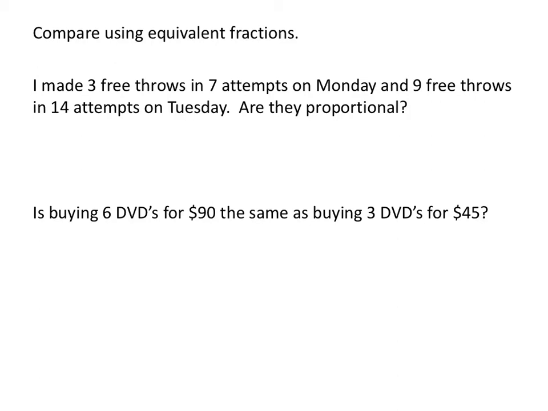The last way we're going to look at is using equivalent fractions. So if I made 3 free throws and 7 attempts on Monday, I want to know, is that proportional to making 9 free throws and 14 attempts on Tuesday? So is 3 over 7 equal to 9 over 14? With equivalent fractions, I know that I can take 3 times 3, and that will give me 9. If I do 7 times 3, though, that doesn't equal 14, that would be 21. So those are not proportional because they're not equivalent fractions.